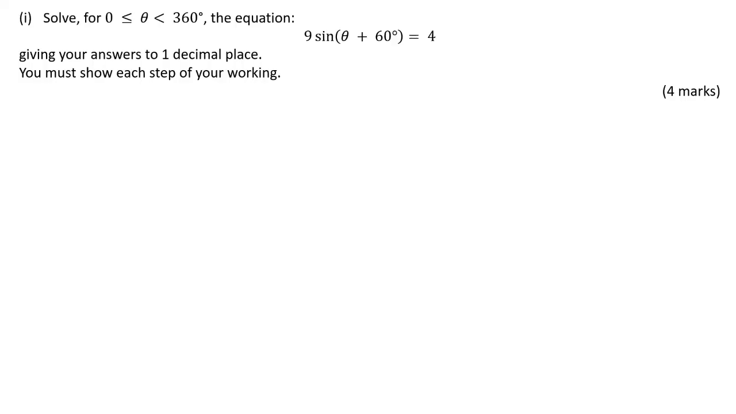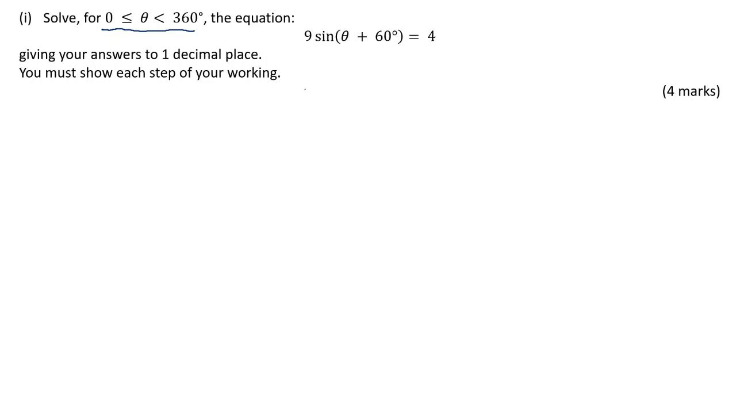Okay, year 12. So what we're going to do today is some revision of solving trig equations and using trig identities. So to start off, this is quite a standard exam type question. Solve in the range 0 to 360 degrees this equation here. We've got 9 sine of theta plus 60 equals 4.